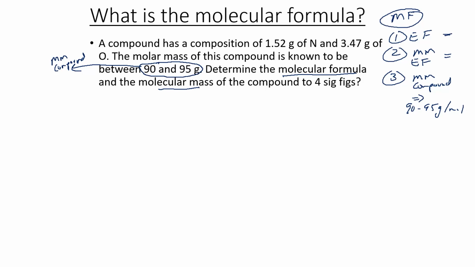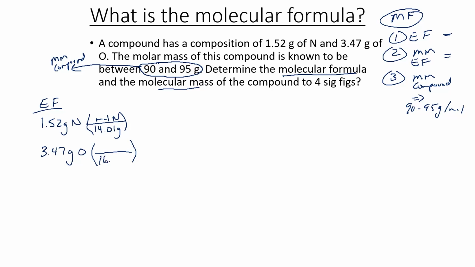All right, so turning back to the empirical formula here, we're going to calculate it by first taking our grams of each of these elements, which were given to us, 1.52 grams of nitrogen. Using the molar mass from the periodic table, 14.01, we're going to convert that into moles. We're going to do the same thing here for oxygen. We have 3.47 grams of oxygen using the molar mass from the periodic table, which is 16 grams per mole. We will also obviously convert that into moles.